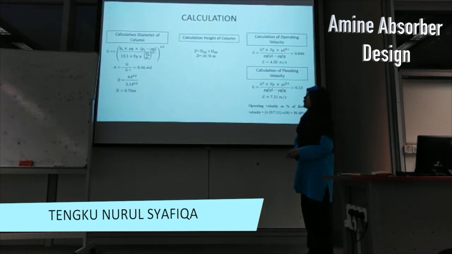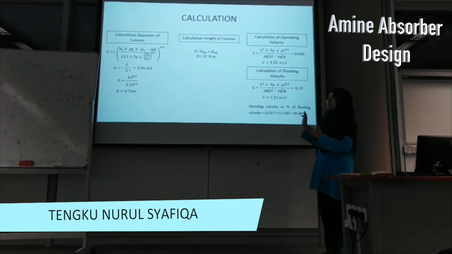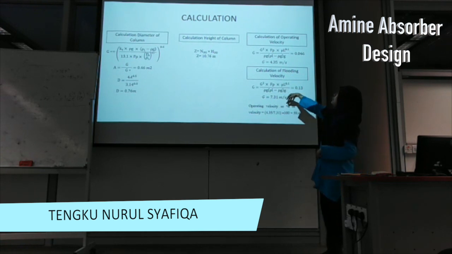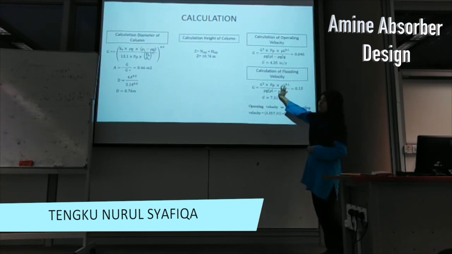Let's proceed to the calculation. For the calculation part, I will just explain the important things only, which are the diameter of the column, the height of the column, and the operating velocity and flooding velocity.